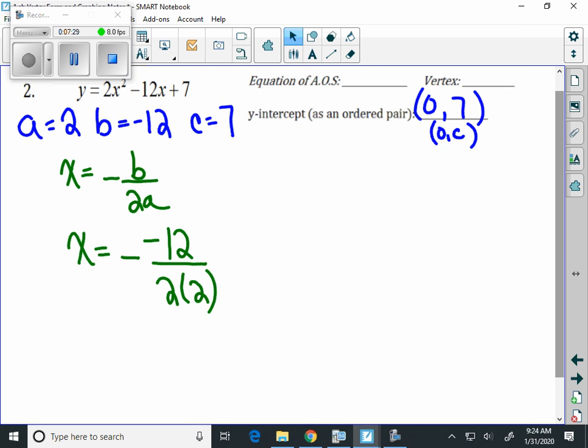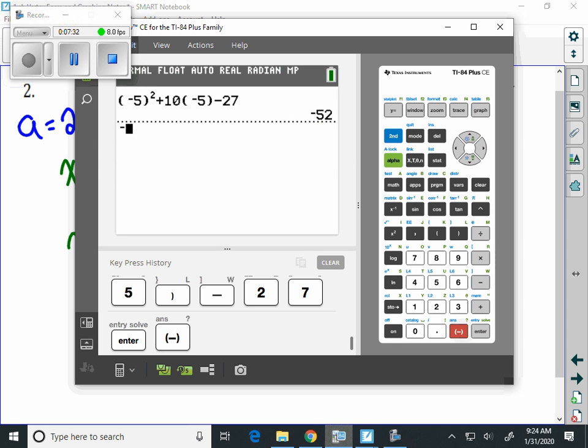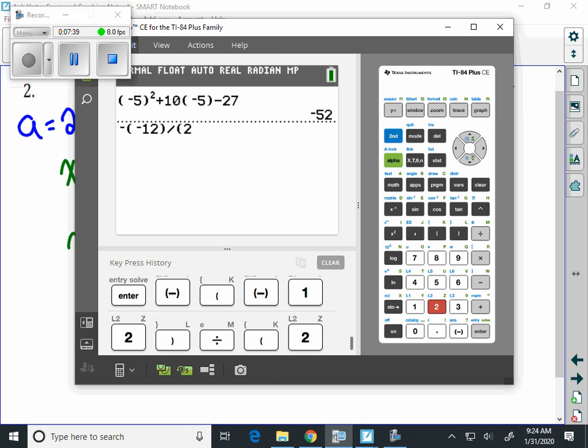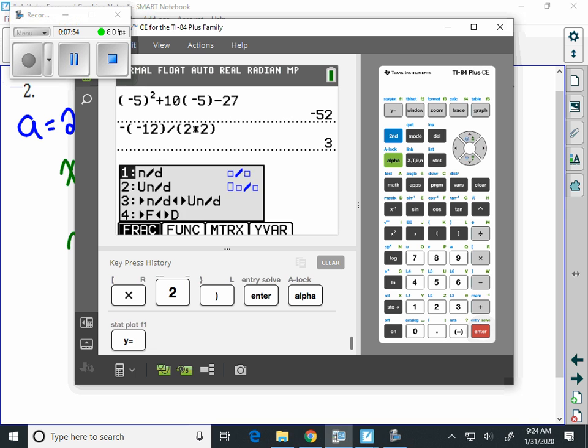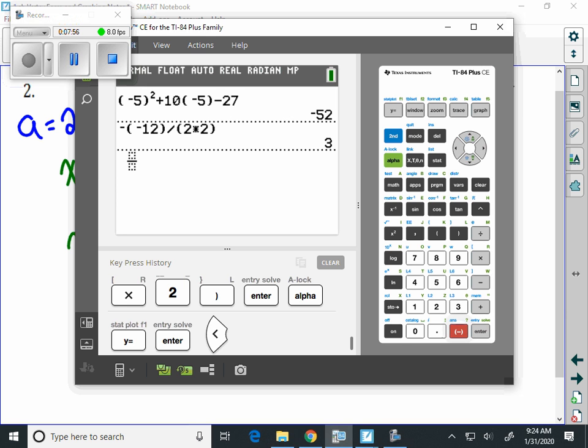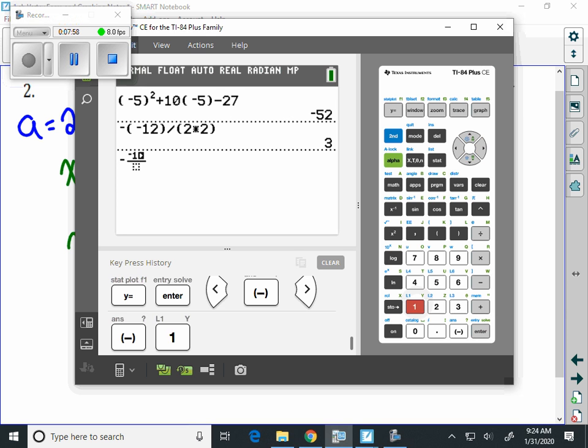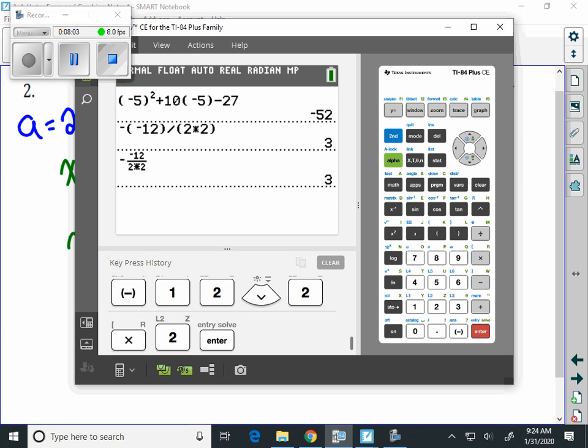Worst comes to worst, type it in your calculator. But it's negative, and then it's negative 12 divided by 2 times 2. Notice all the parentheses that I have in there. But we get 3. With the fraction button, alpha y equals. Again, I need to have that negative out in front. But it's negative 12 divided by 2 times 2. Still gives us 3.